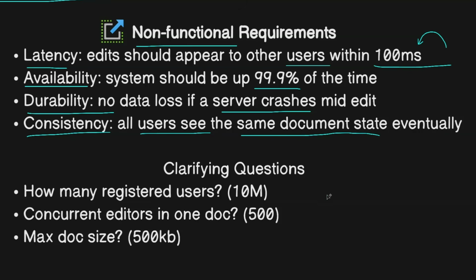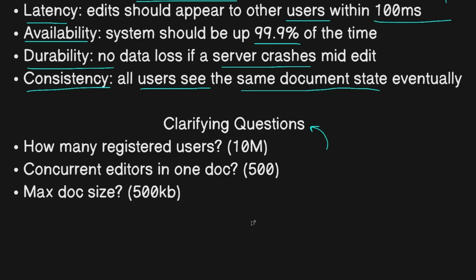For this part, some of the clarifying questions that we can ask to see what is the scale that we're dealing with here is how many registered users will we have. Let's say it's 10 million. This part specifically has less impact on the real-time design that we will do, but it helps us to do the overall scaling estimates. The important part is how many concurrent editors can we have in a single document. Let's just assume maximum 500 concurrent editors.